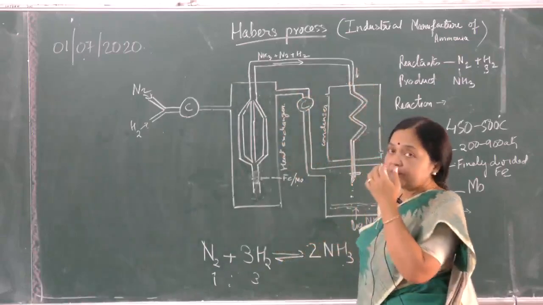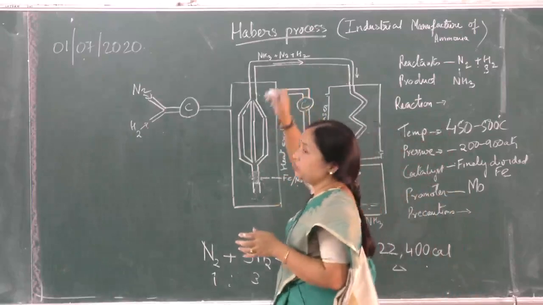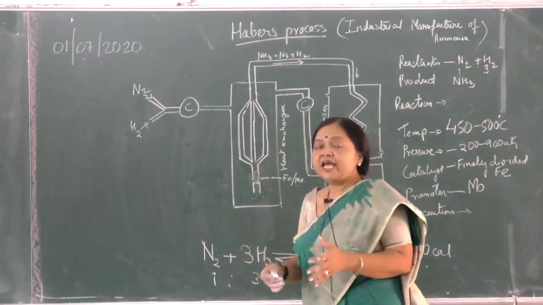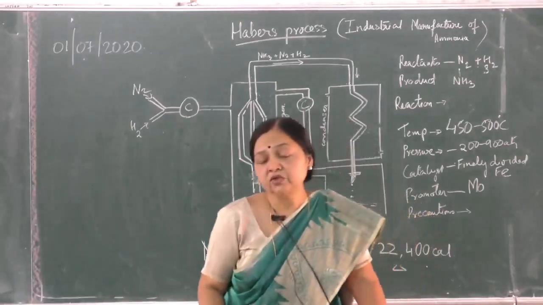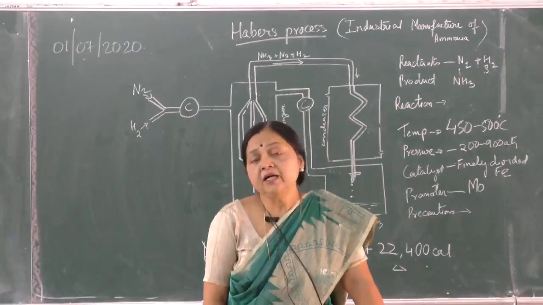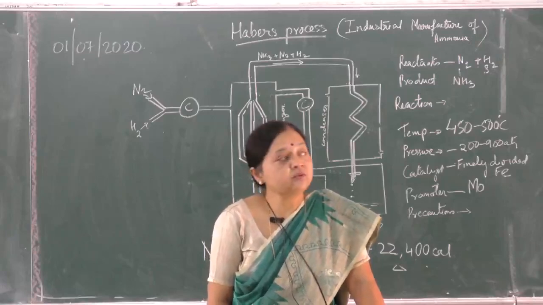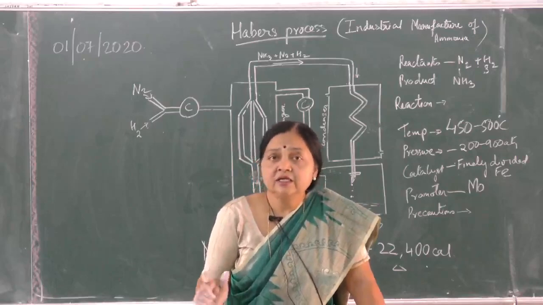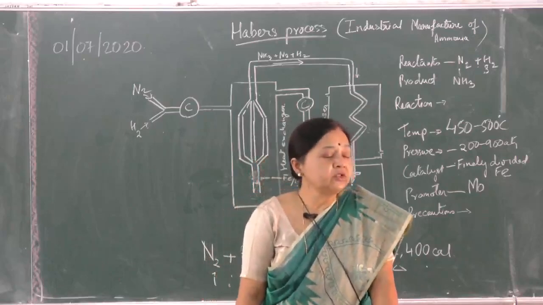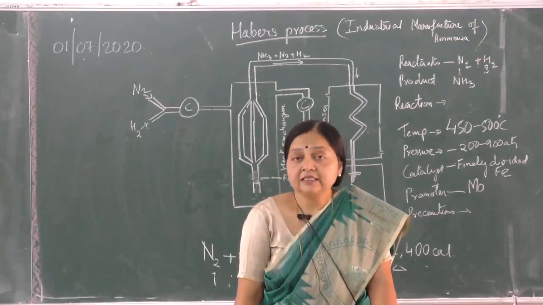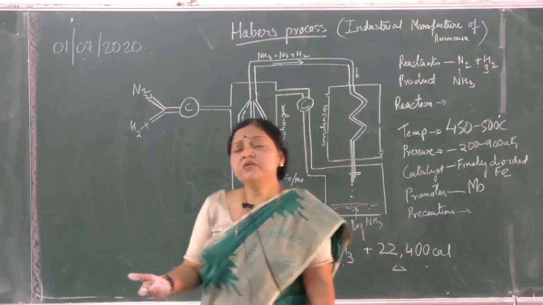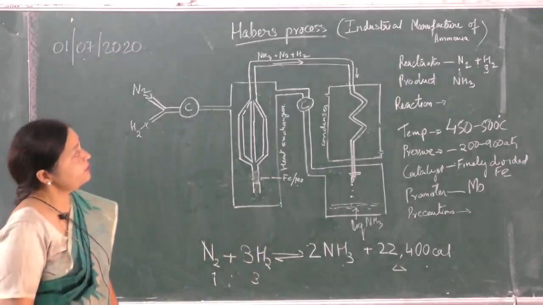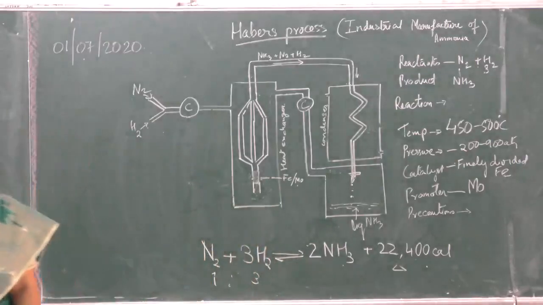Another way the ammonia can be separated from nitrogen and hydrogen is directly by dissolving it in water. If the three gases are passed through water, what happens? Ammonia is highly soluble in water, so it dissolves, forming ammonium hydroxide, and nitrogen and hydrogen, being insoluble in water, come out as they are, as gases. And then from ammonium hydroxide, ammonia can be retrieved back. So that was Haber's process, the industrial manufacture of ammonia.